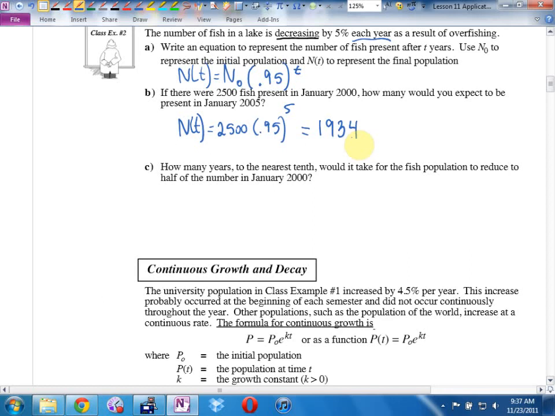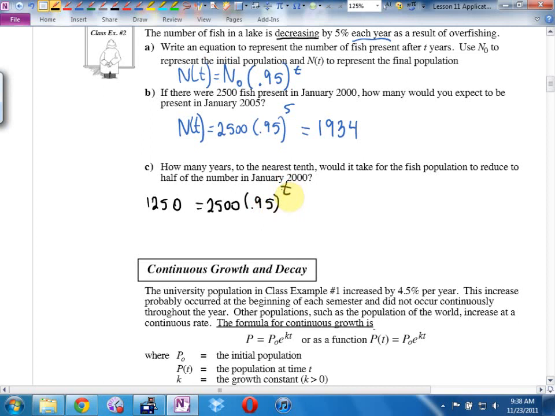Let's plug in numbers. What's my initial amount in January 2000? 2,500. What's my final amount that they want this to have? It says reduced to half. So how many fish do we want left? 1,250. Times 0.95, and they want how long would it take? How many years? T is my variable. Where is T sitting? Exponent.